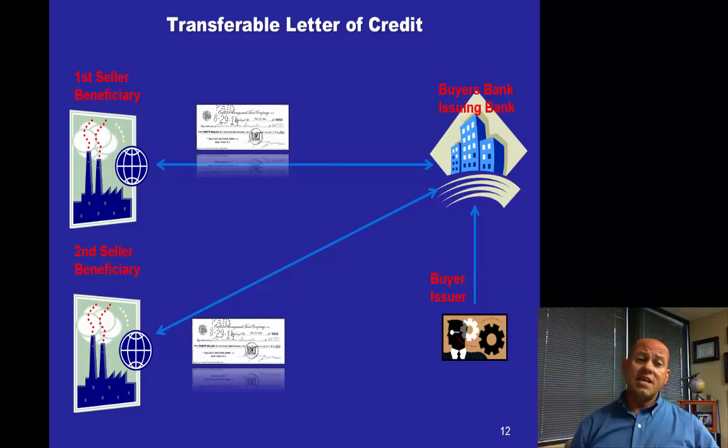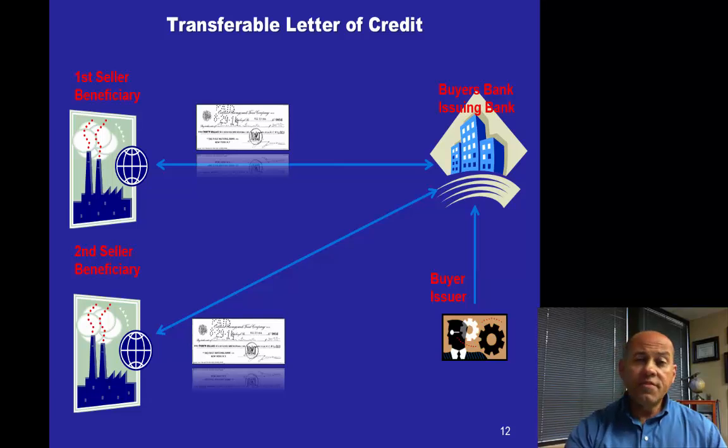Now the downside is, because both beneficiaries are transparent to the buyer, oftentimes you might have, let's say, a seller who is outsourcing the manufacturer, and they don't want to reveal their sources on the other side. So there'd be a downside to using this kind of transferable letter of credit.